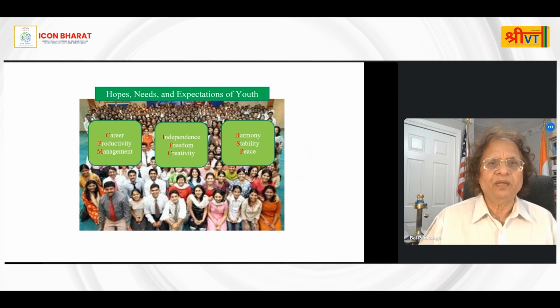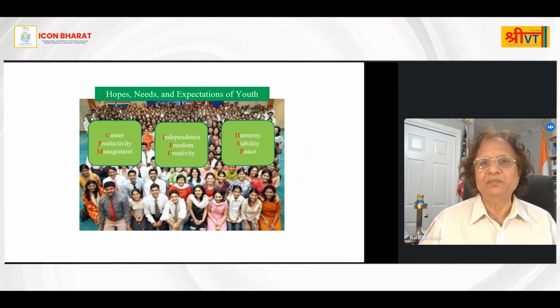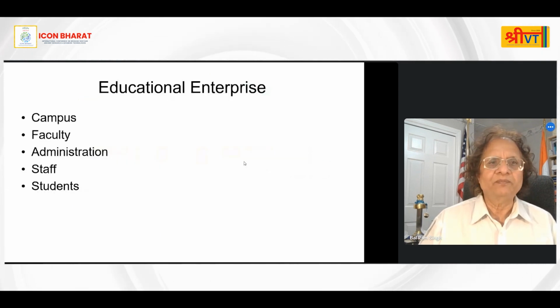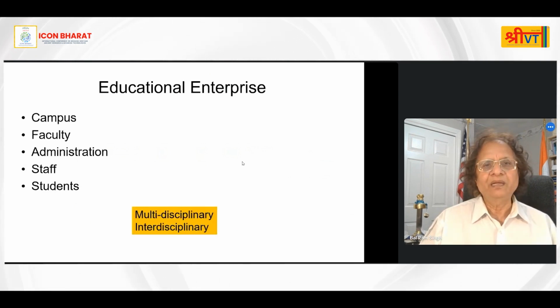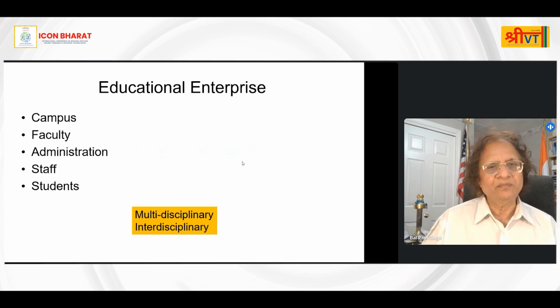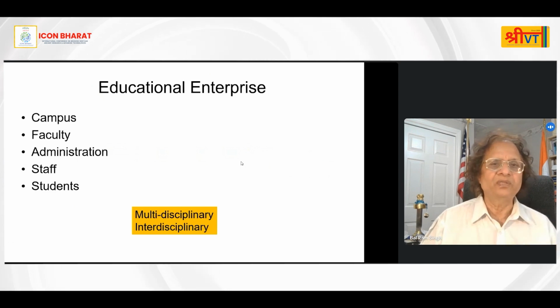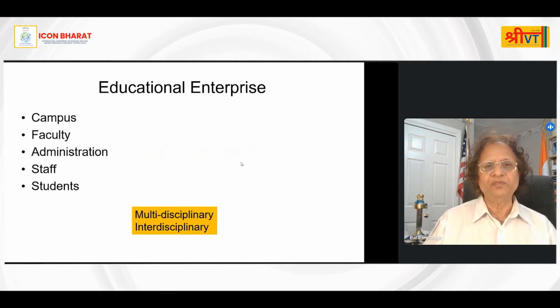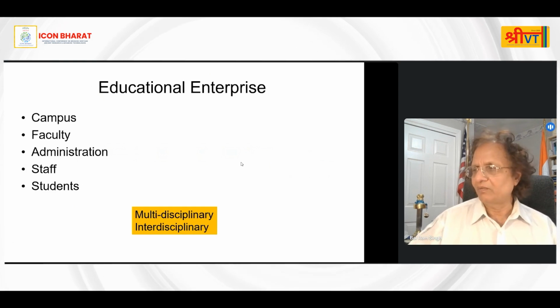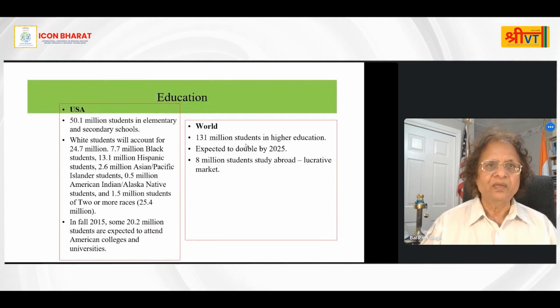There are a lot of problems, a lot of hopes, needs and expectations of youth today in the entire world, whether related to career or freedom or harmony, stability, all that. And how do we go about it? Well, the educational enterprise has a campus, faculty, administration, staff, students. This is how they are managing. And they are now becoming multidisciplinary, interdisciplinary. I am also taking advantage of that, being a chemist. I used Ayurvedic knowledge in chemistry. So it is very rewarding to all of us in that sense.